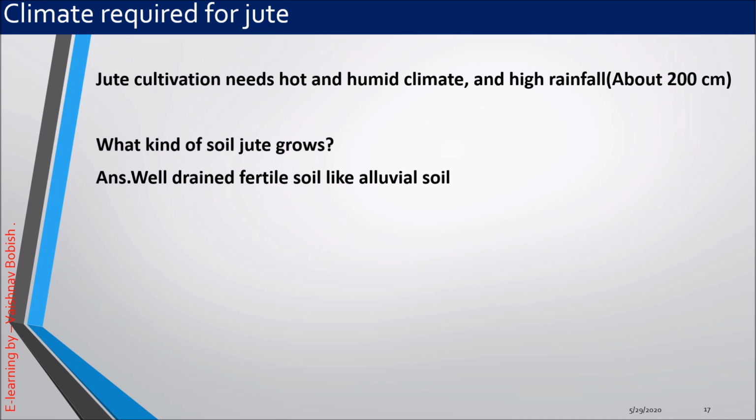Climate required for jute. Jute cultivation needs a hot and humid climate and high rainfall, about 200 centimeters. What kind of soil does jute grow in? Well-drained fertile soil like alluvial soil.